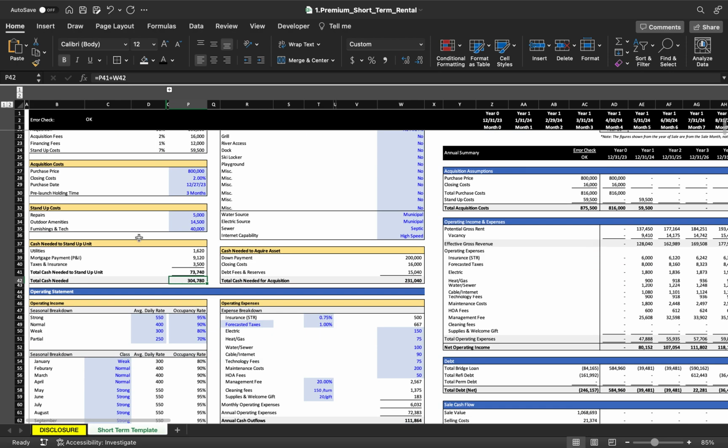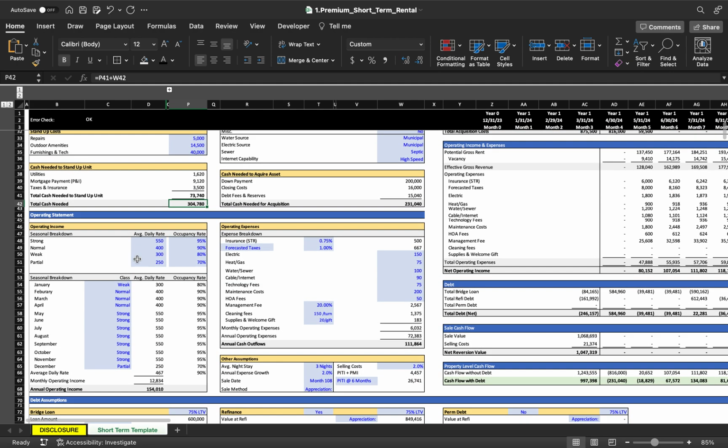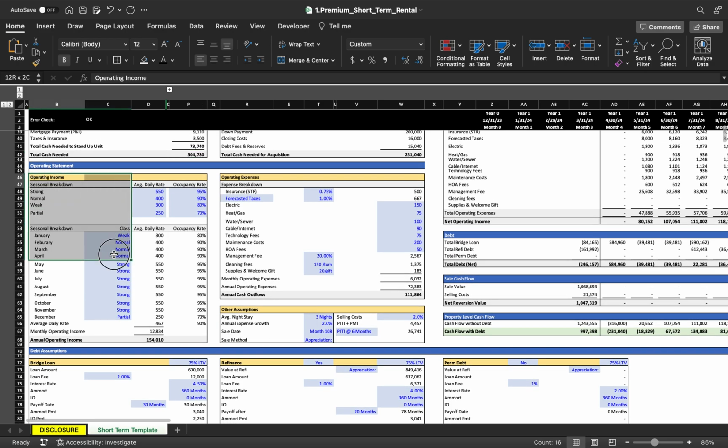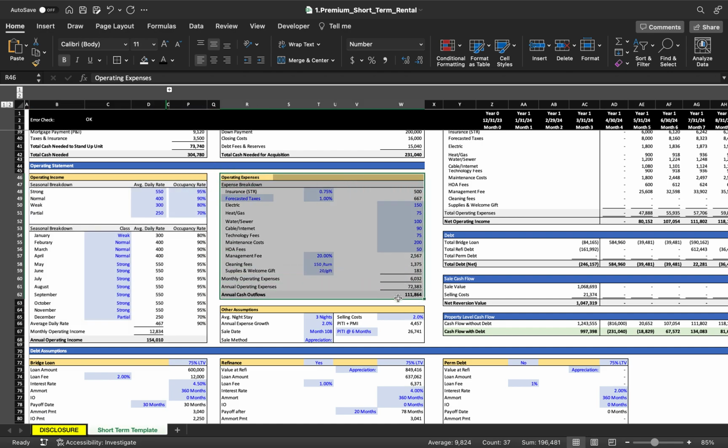So let's now move into the operating statement. First, we're going to talk about the operating income, which is this section on the left. Then we'll talk about the operating expenses, which is the section on the right.